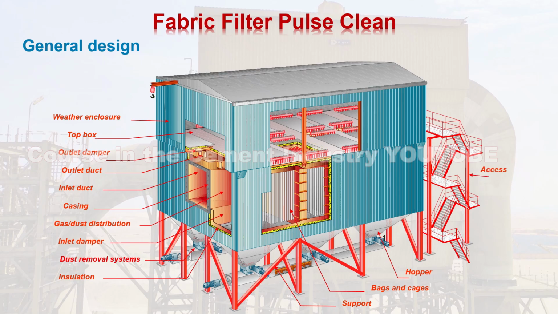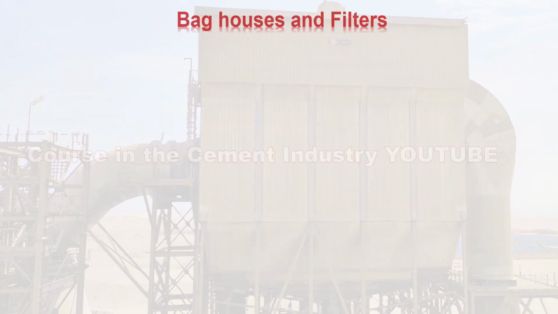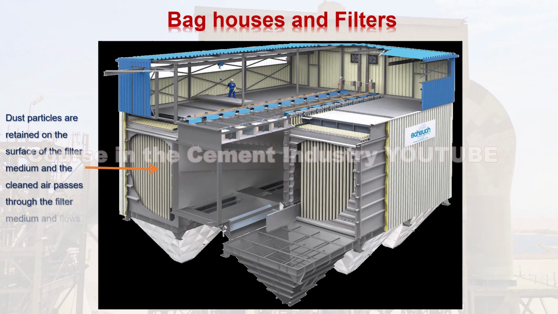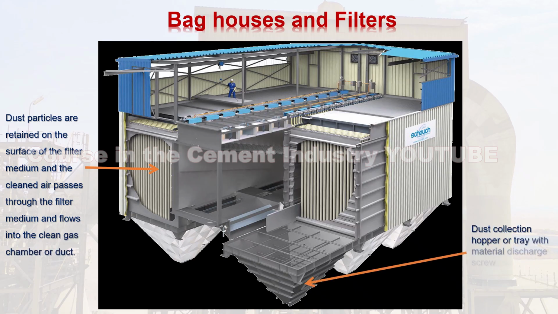14. Access. Bag houses and filters. Dust particles are retained on the surface of the filter medium and the cleaned air passes through the filter medium and flows into the clean gas chamber or duct. Dust collection hopper, or tray with material discharge screw, or scraper chain conveyor.